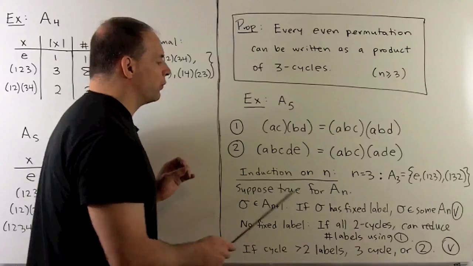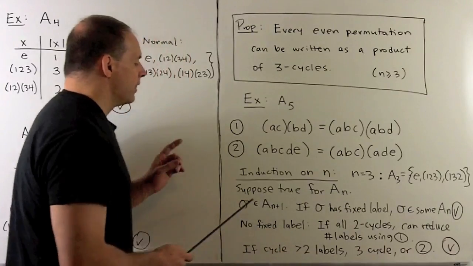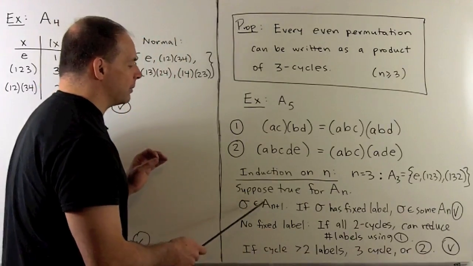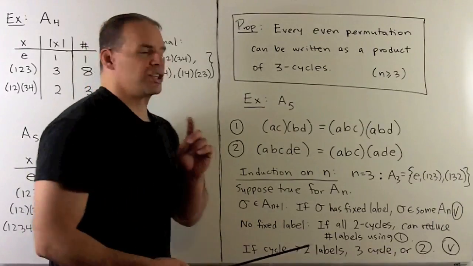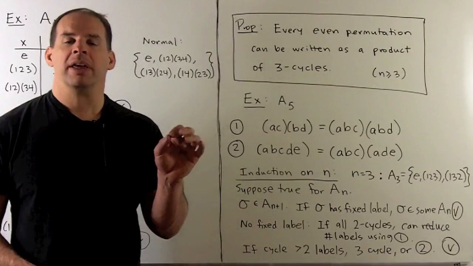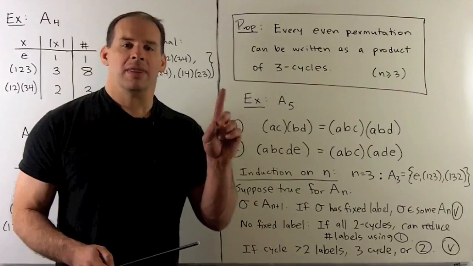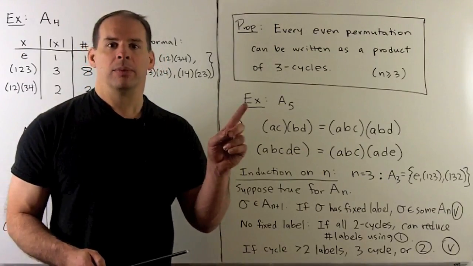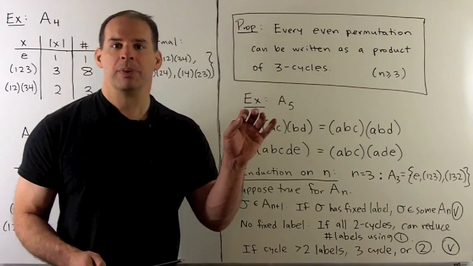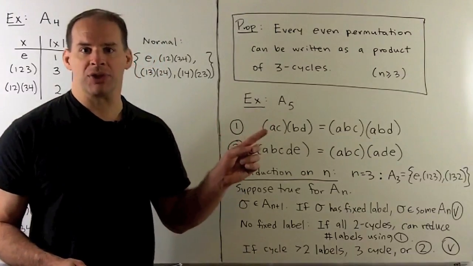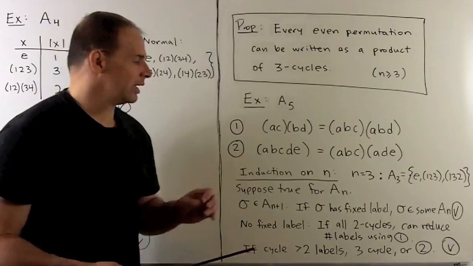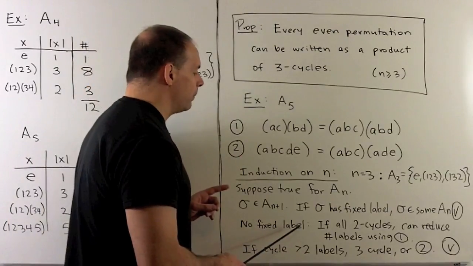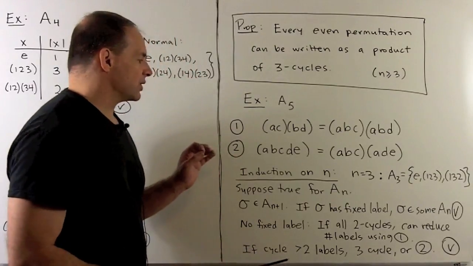If we suppose it's true for A sub n, then if I have some permutation in A sub n plus 1, I check and see if there are any fixed labels. If we have a fixed label, then our permutation actually lives in some A sub n, for a given set of labels. And then we can just use the induction hypothesis and it's true. If there's no fixed label, we break it into cases.